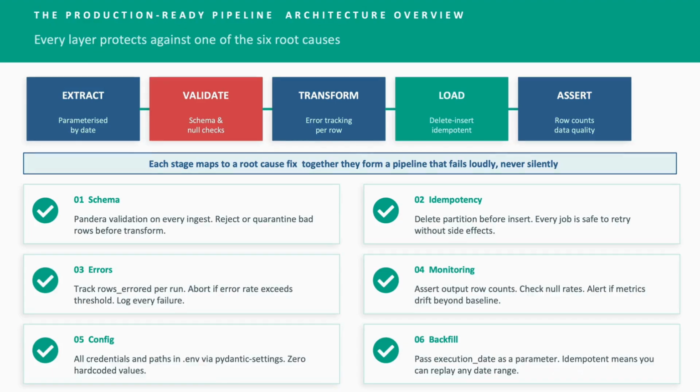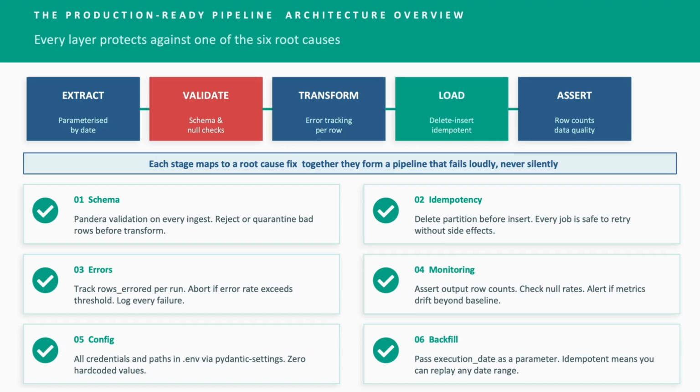So let me put it all together as a single architecture. Five stages, each one mapped directly to a root cause fix. The extract is parameterized by date, this solves root cause 2. Your execution knows which partition to pull. Pass the execution date, never hard-code today. Validate schema and null checks, this solves root cause 1. Pandera validates before transform. Bad rows are either rejected loudly or quarantined.